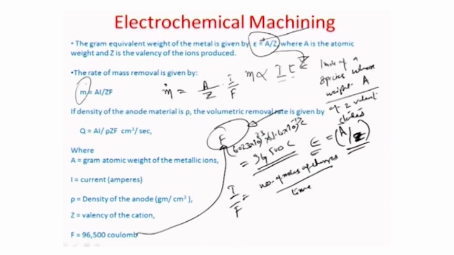So, if so many moles of charges are really needed, A by Z charges are needed for this amount of grams which is coming out. So, A by Z times I by F would actually give the mass rate of removal, the amount of mass which is coming out.